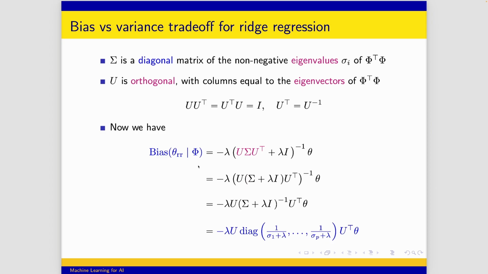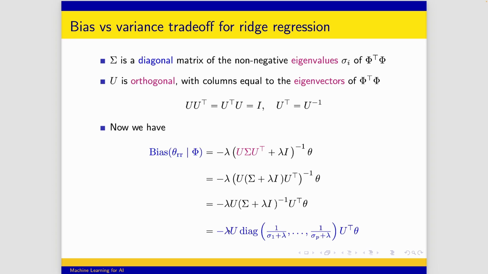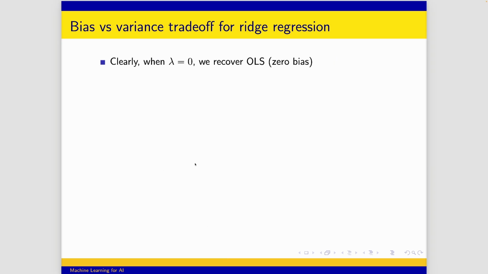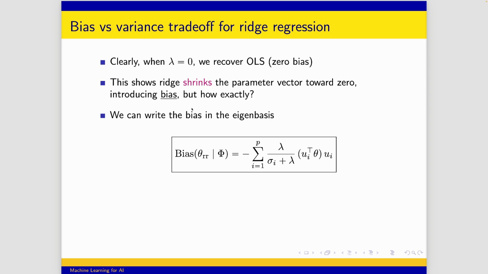Okay, now in order to make more sense of this, I'm going to write this in the eigenbasis. Right? So first of all, when lambda equals 0, what happens? Well, the whole thing becomes 0 because we've got lambda here. And so the bias is 0. So we recover the ordinary least squares bias, which is what we should recover. Now, this shows that ridge shrinks the magnitude of theta towards 0. But how exactly does it do that? In order to see this, we're going to write the bias in the eigenbasis.